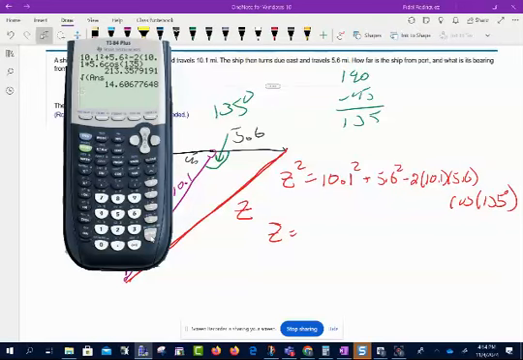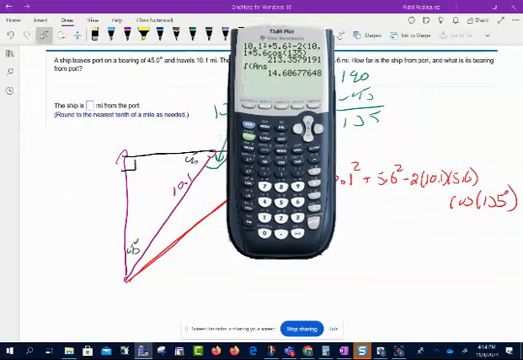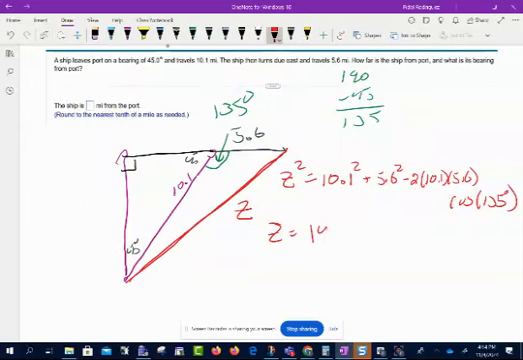So y'all, for z, I'm coming up with 14.606. I'm curious, what do they want me to round to? Just to the nearest tenth. So z, y'all, is 14.6. So we found that side right there, y'all, to be 14.6, okay?